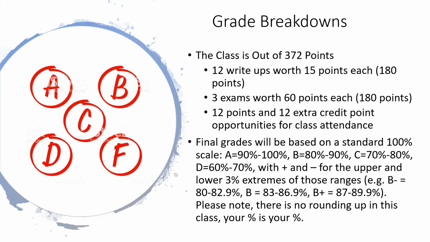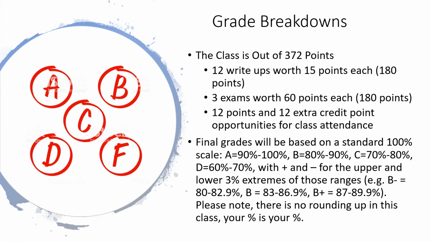I'll also be using the pluses and minuses like most typical classes, where if you're an 87 or above in the B's, you'll get a B plus. And if you're an 83, well, 82.99 or below, down to 80, you'll get a B minus. This is true for every single grade. I believe the one exception is the D's, where I don't believe D minuses are possible. I'll have to double check that. I should have checked that before going into recording this, but you'll see the details of that on the syllabus.